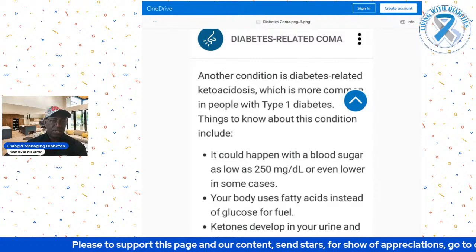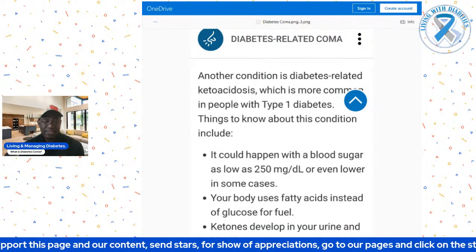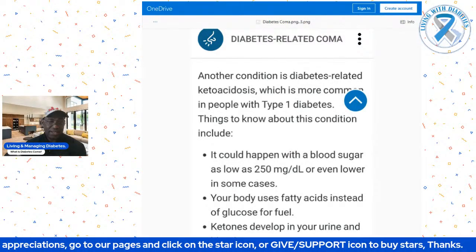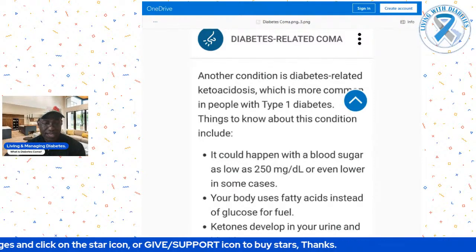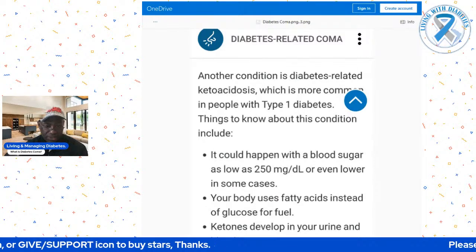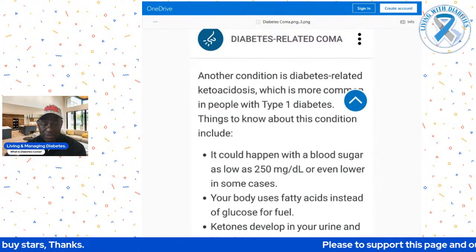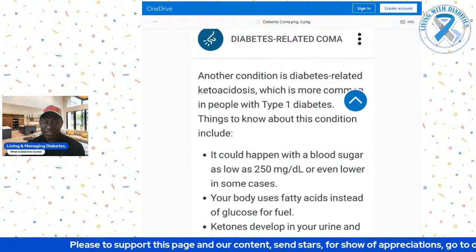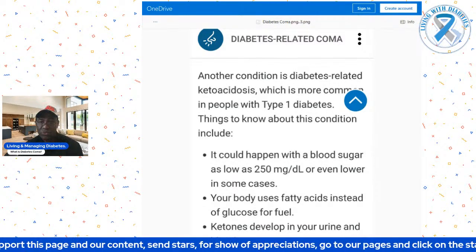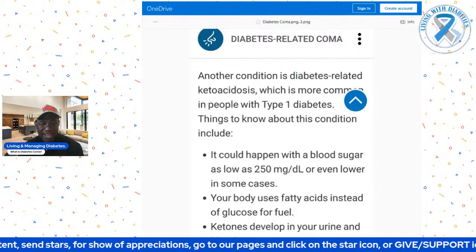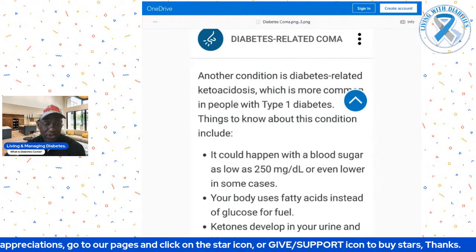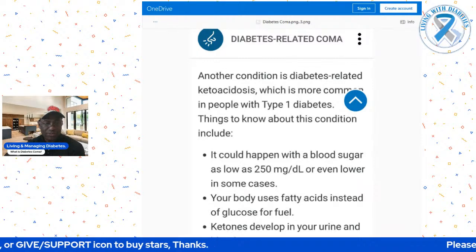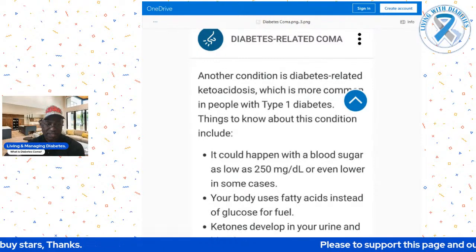So another condition that could be diabetic related is ketoacidosis, which is more common in people with type 1 diabetes. Let's understand what ketoacidosis is and what you should understand with it. It could happen with a blood sugar as low as 250 milligrams per deciliter, or even lower in some cases.